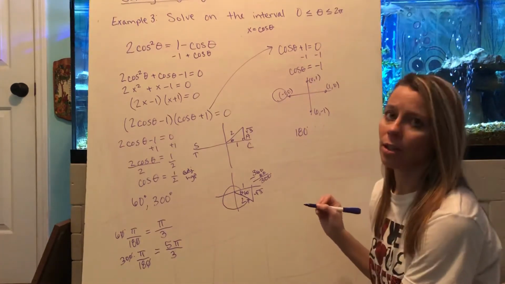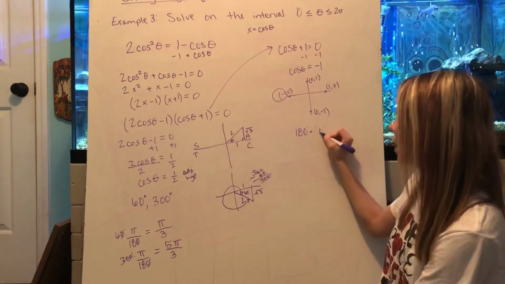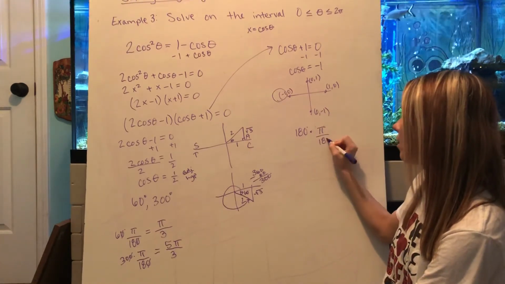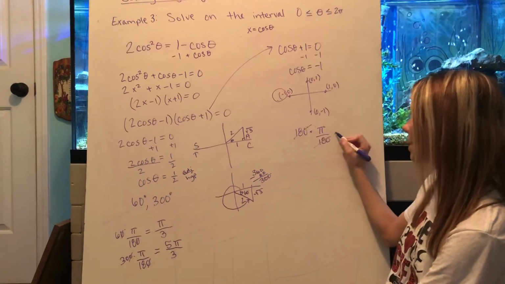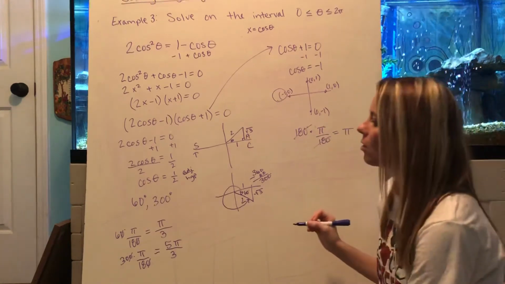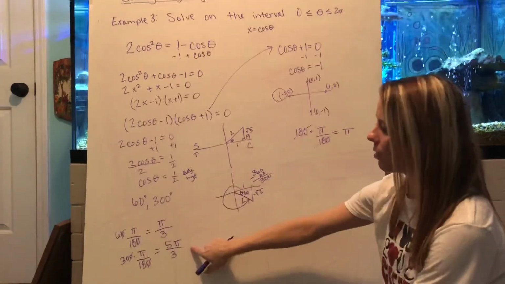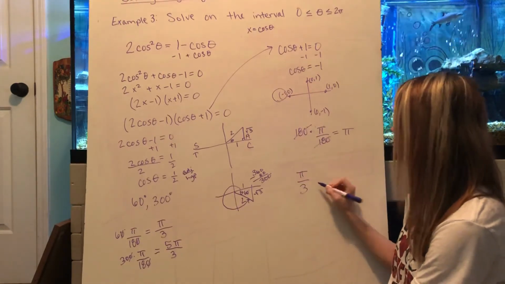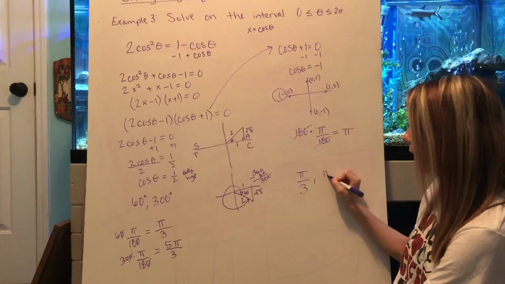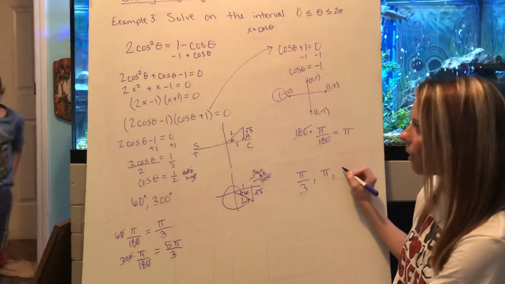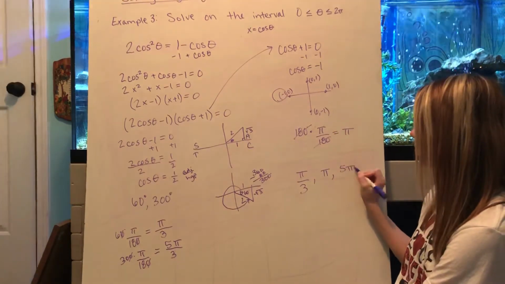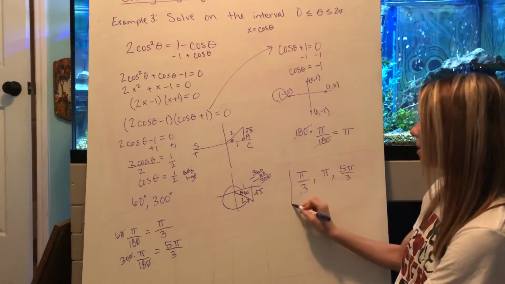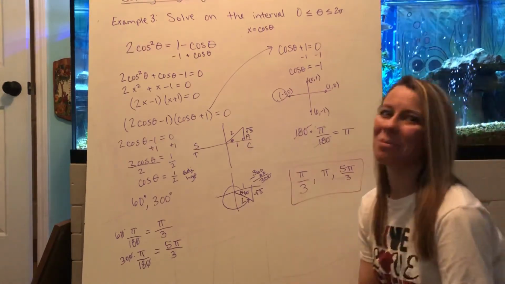If I change that to radians, this one's pretty easy. I've got times pi over 180. 180's cancel and it's pi radians. So our final answers, we have these three answers. We've got pi over 3. Then our next largest answer is pi. And then 5 pi over 3. And those are our final answers, with a drum roll at the end.